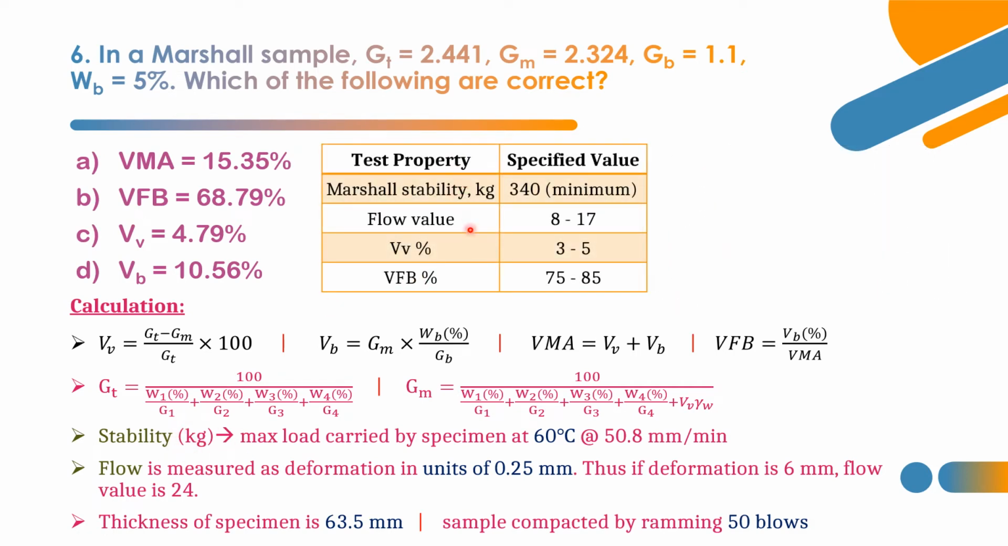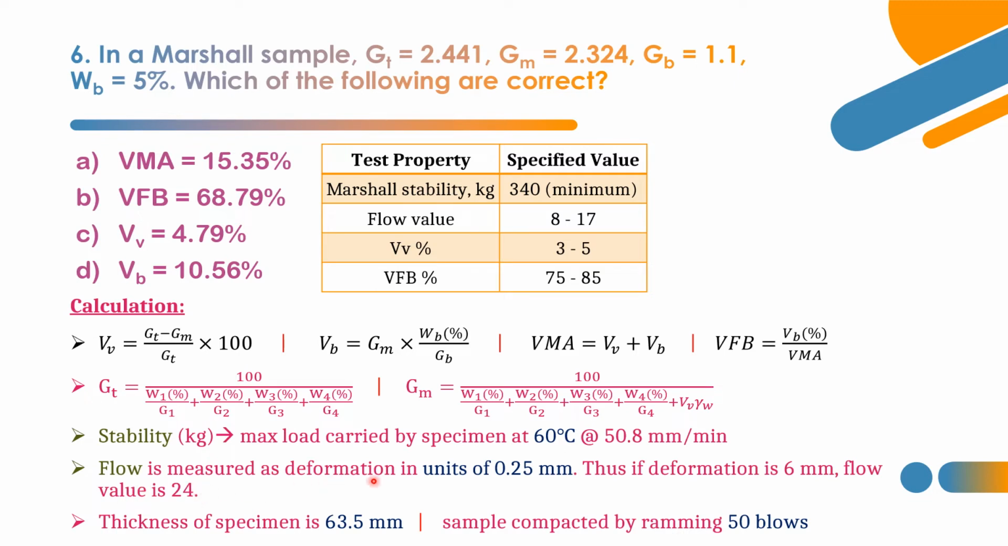And this is the specified value for a typical bituminous sample. For a Marshall stability in kilogram, the specified value shall be 340 kg. Minimum 340 kg of stability should be there for a good bitumen. And the flow value will be 8 to 17. What is the flow value?